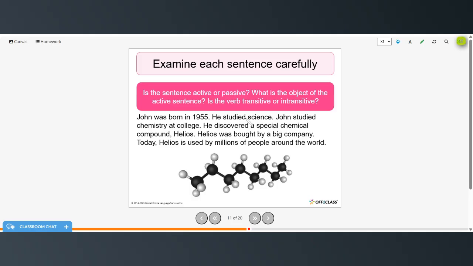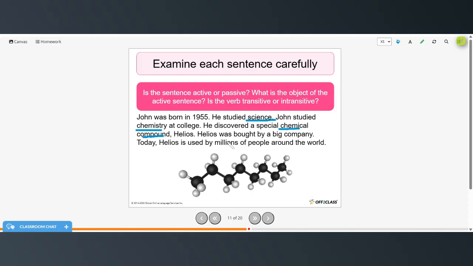He studied science. Science is the object, so studied could be a transitive verb. He studied chemistry. Again, chemistry is the object. He discovered a special chemical compound. Okay, so chemical compound is the object, so this one is transitive.